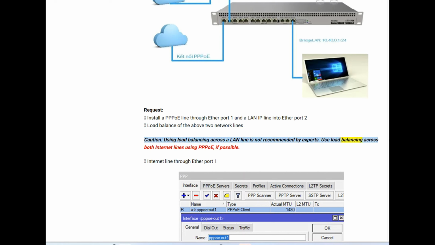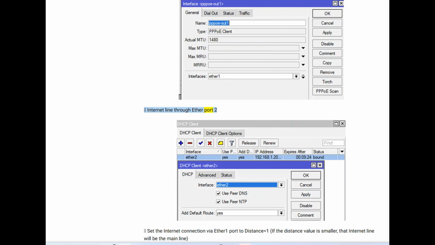Use load balancing across both internet lines using PPPoE, if possible. Internet line through Ether port 1. Internet line through Ether port 2.